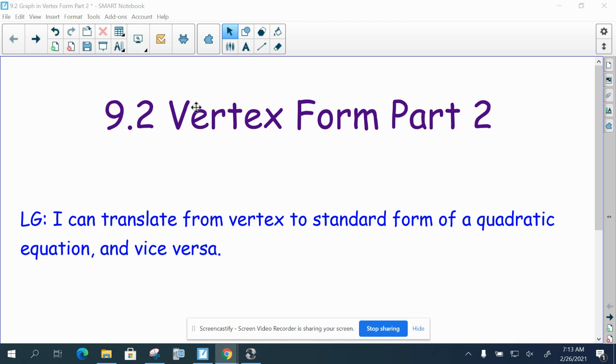Hello everyone, this is lesson 9.2, part 2. We are going to learn how to do some problem solving with quadratic functions.